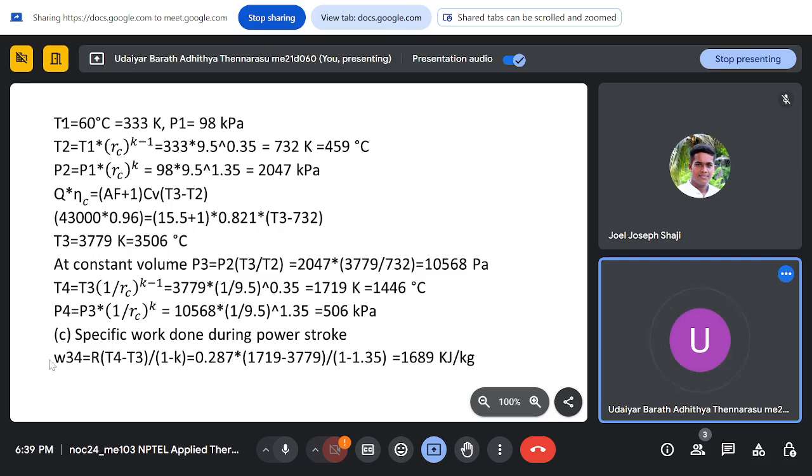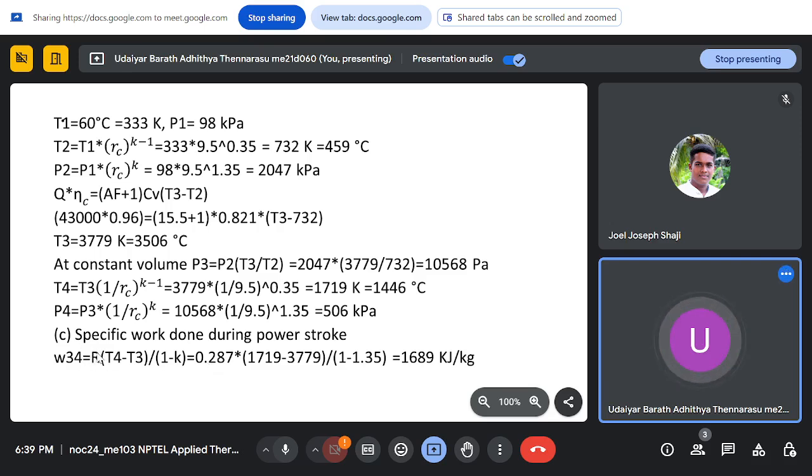So here, as we know, we don't know the volume, but we have already calculated the temperature, so we will write it in terms of temperature as R (T2 minus T1) divided by 1 minus gamma. So your expansion is happening starting at 3 and ending at 4. So we know the temperatures at state 4 and 3.